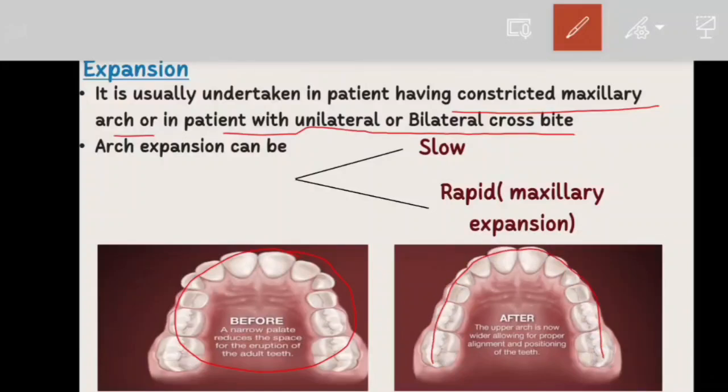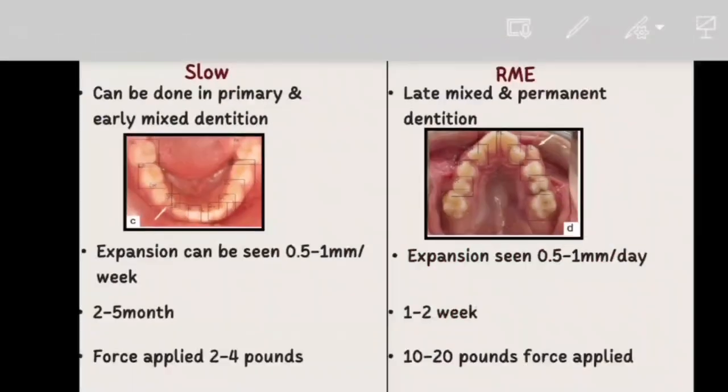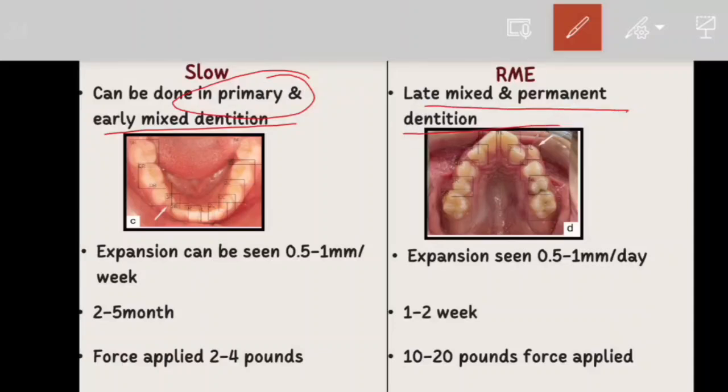Okay, so it is done with the help of rapid maxillary expansion, or you can say slow maxillary expansion. Now we will see the difference between slow maxillary expansion and rapid maxillary expansion. Slow expansion is done at an early age, that is the primary or early mixed dentition. Whereas rapid maxillary expansion is done in late mixed or permanent dentition, where you can see the first permanent molar is coming. So here it is done in late mixed and permanent dentition.